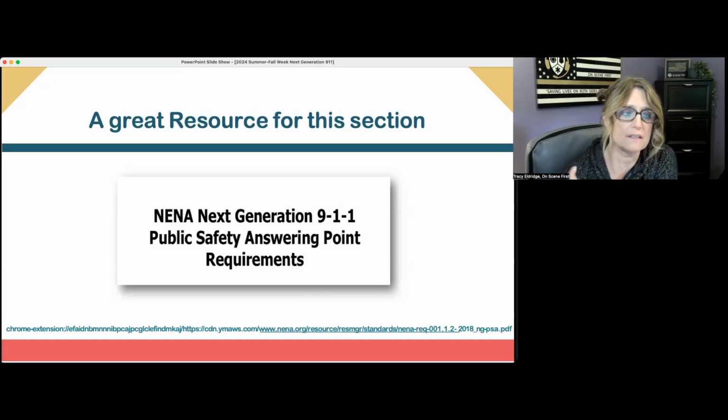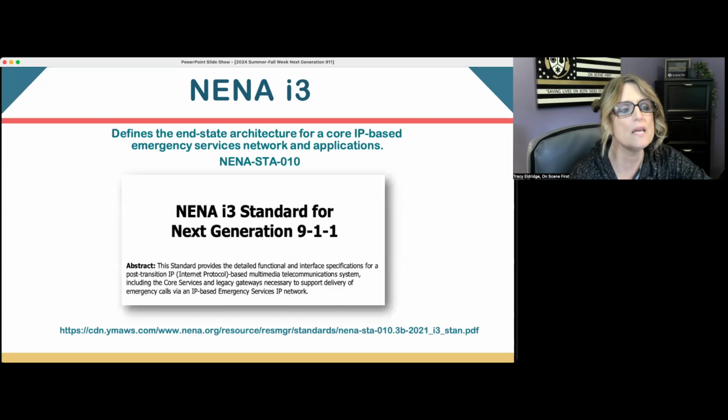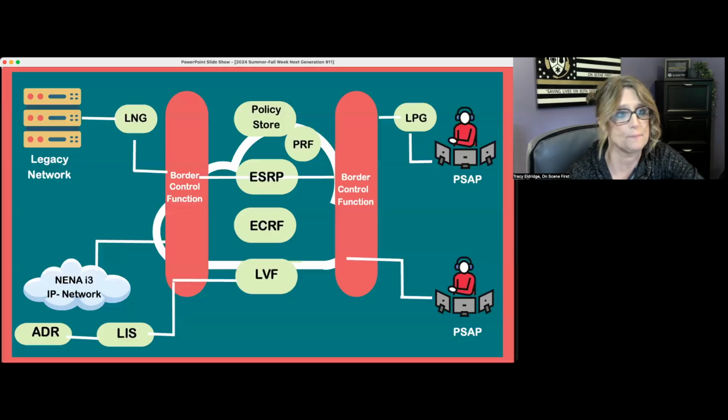This document, the Next Generation 911 Public Safety Answering Point Requirements, generalized, goes deep into tech stuff, but it may have some of the definitions you might need. NENA i3 standard for Next Generation 911 is also listed there. i3 being the core components of how the technology should be implemented.